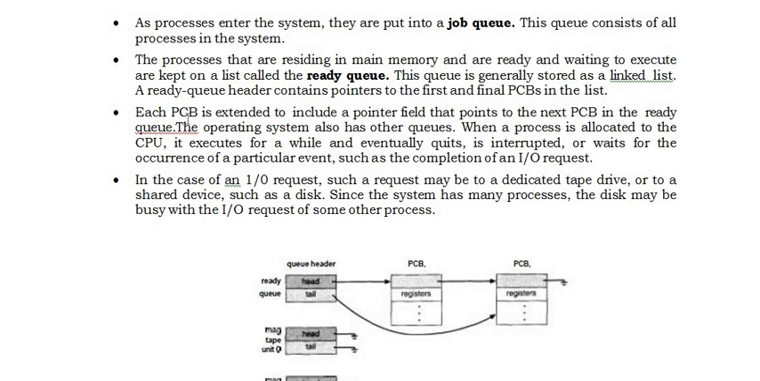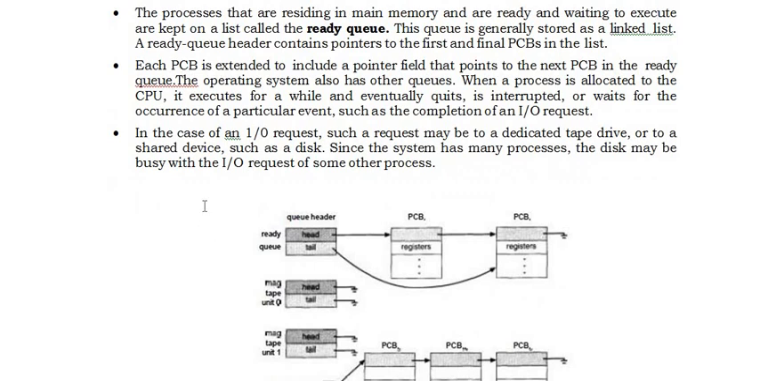So next, each process control block is extended with a pointer field that points to the next process control block in the ready queue. So next it has to be pointed. Okay, it will keep pointing like that. The operating system also has other queues. So our OS also has other separate queues.